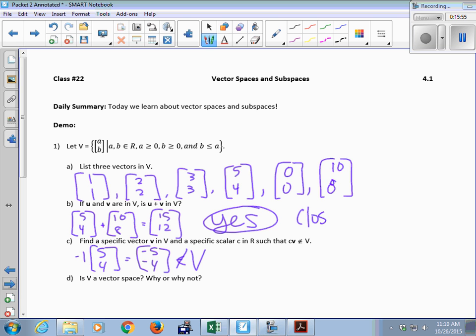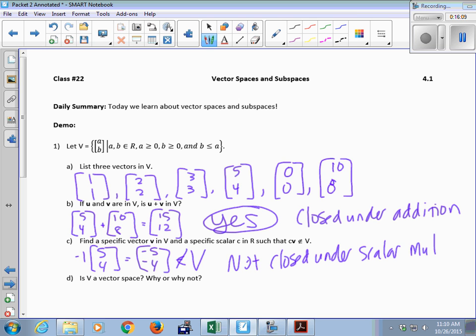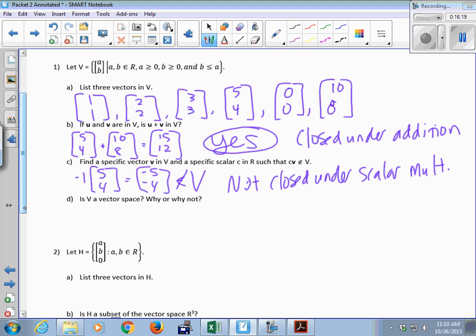So I'm going to write closed under addition for part B, and this tells me that it is not closed under scalar multiplication for part C. When it's not closed under scalar multiplication, V is not a vector space. So is V a vector space? No.